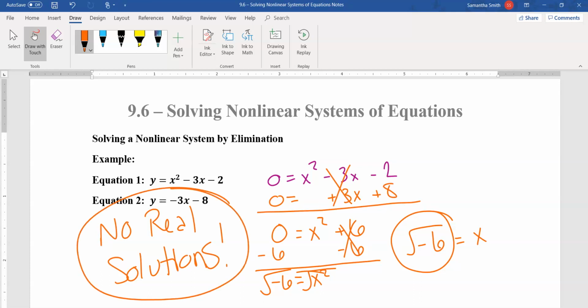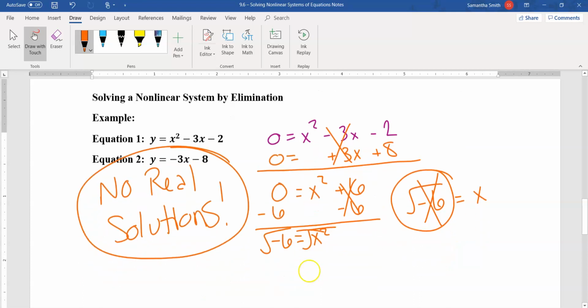No real solutions. You cannot have the negative. It is imaginary. All right? So, having said that, it's still the same process. If we would have done this and got an answer, you would then have taken that answer and plugged it in for y to solve for x and y.